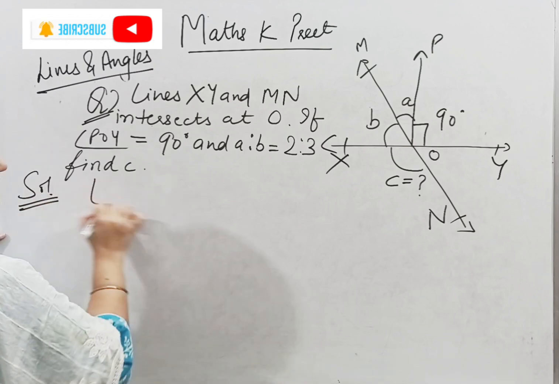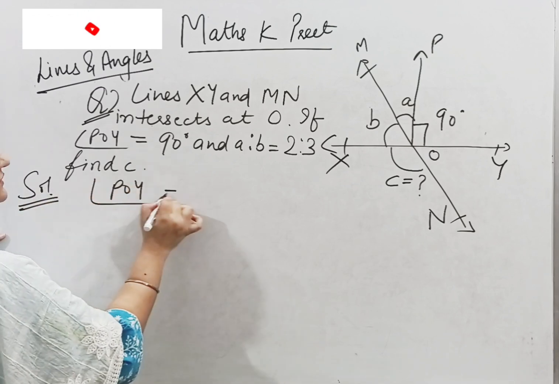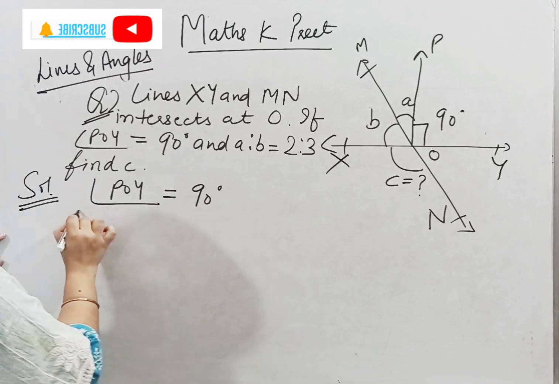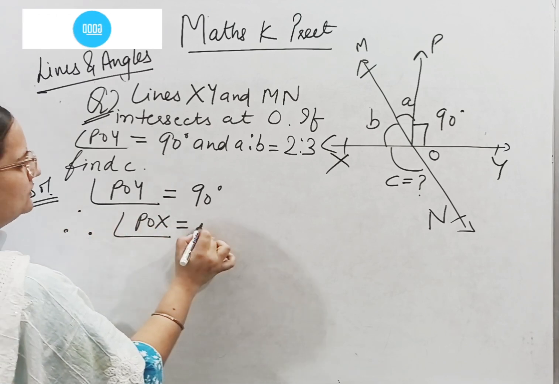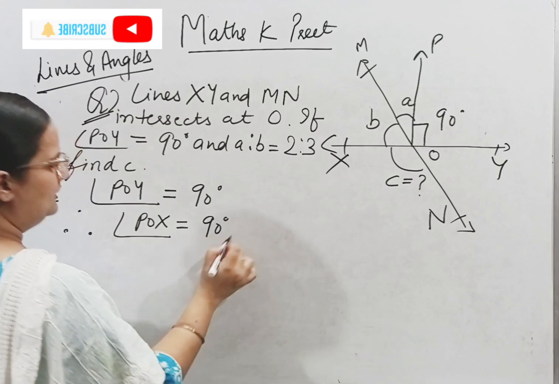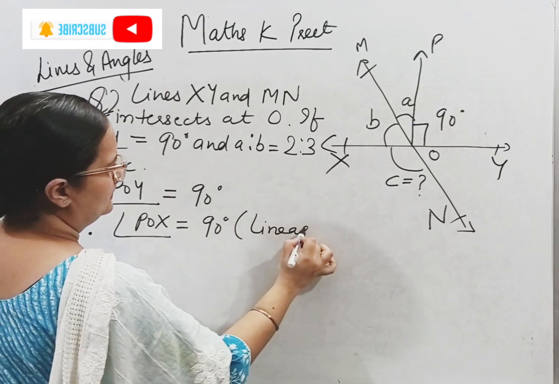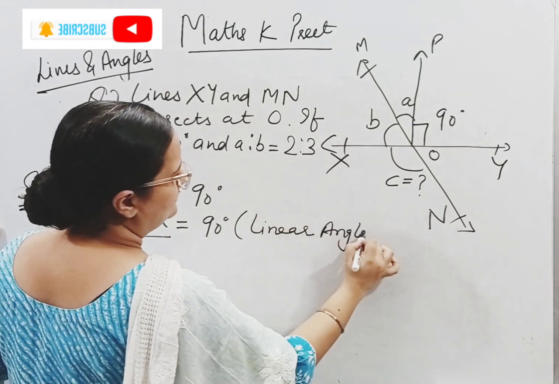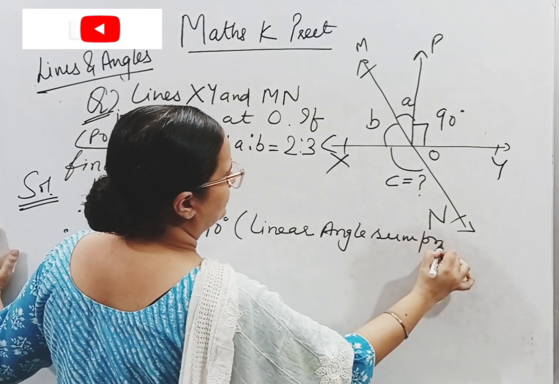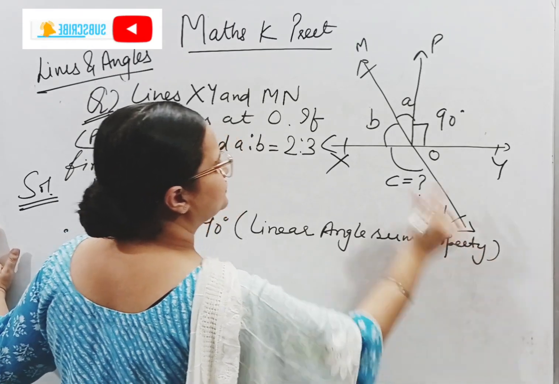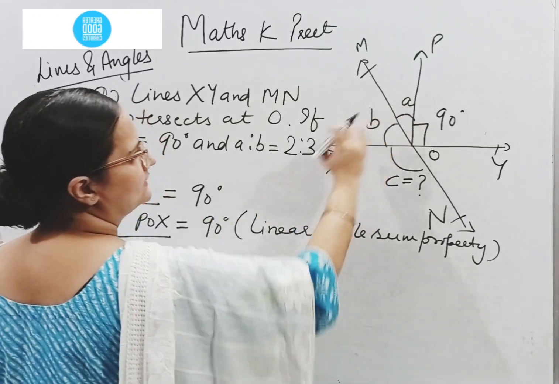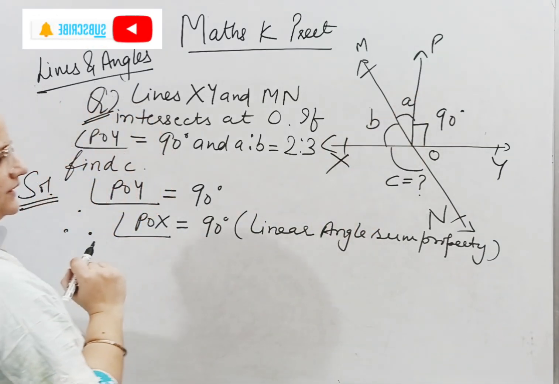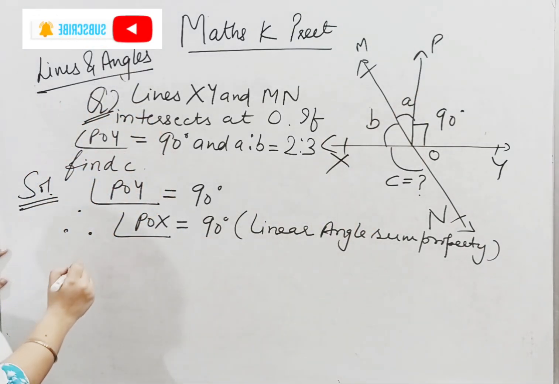So the solution is, angle POY is equal to 90 degrees. Therefore, angle POX will be equal to 90 by the linear angle sum property. Why? Because the sum of these two angles is 180, one is 90, the other, this angle POX, will be 90 degrees with no doubts.